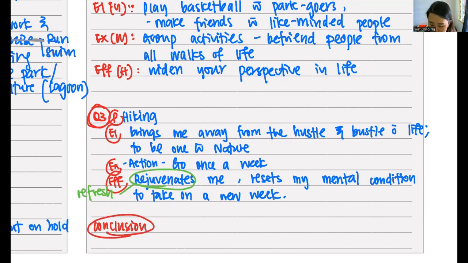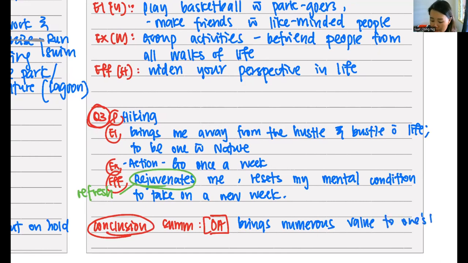So for the conclusion, what I like to do is summarize the topic of outdoor activities. Today our topic is outdoor activities. So you can say what? Outdoor activities bring numerous value to one's life.